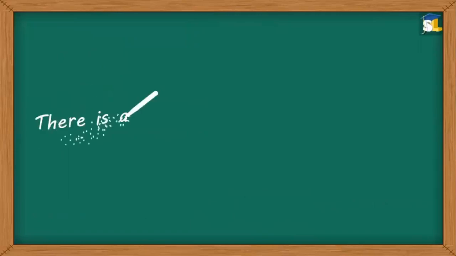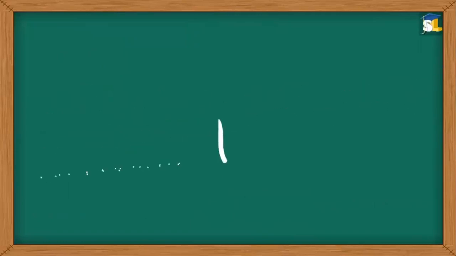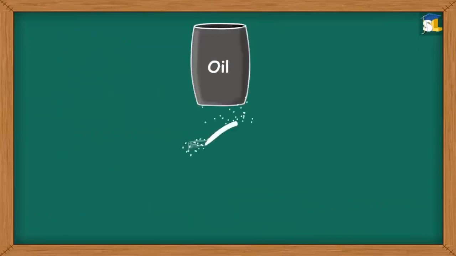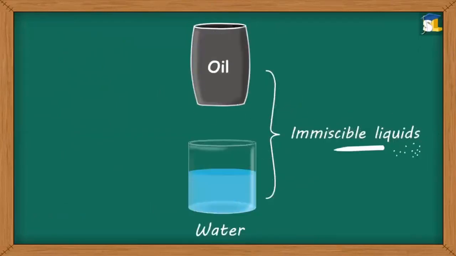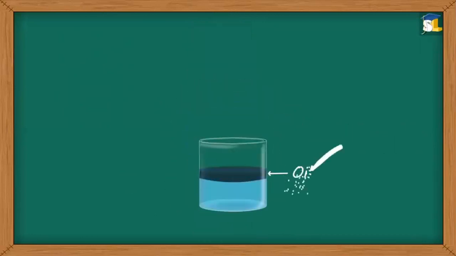However, there is another reason due to which oil floats on water. The reason is that both oil and water are immiscible liquids. That is, they do not mix with each other even if we shake them. They separate out into two layers when kept undisturbed for some time.